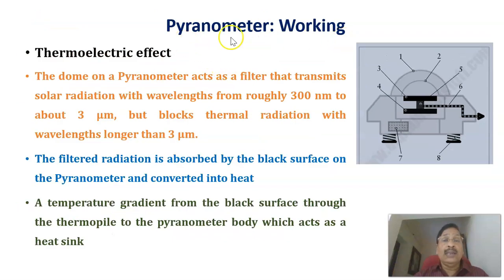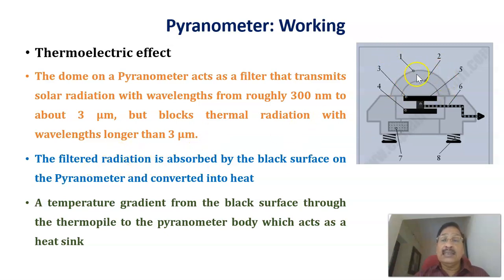Now let us see the working of the pyranometer. The basic concept is the thermoelectric effect. The dome on the pyranometer acts as a filter that transmits solar radiation with a wavelength from 300 nanometers to about 3 micrometers, but blocks thermal radiation with a wavelength longer than 3 micrometers. That is this dome.